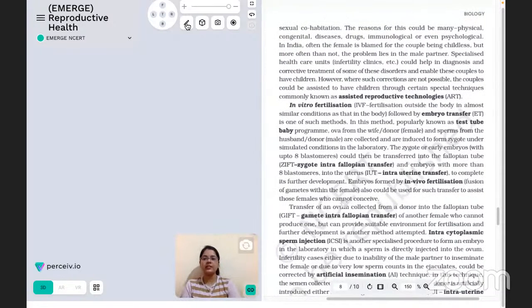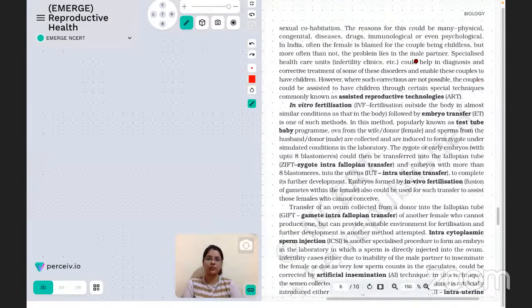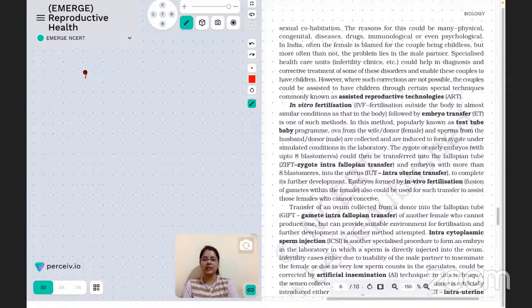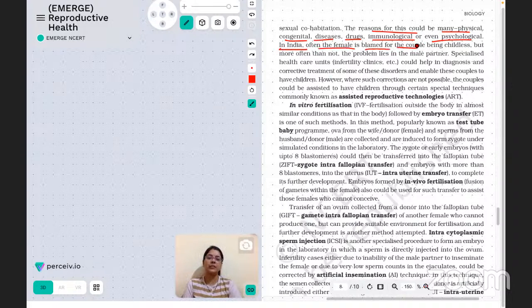Now, reasons जो हो सकते हैं, reasons बहुत सारे हो सकते हैं. Reasons can be many. Infertility का जब हम reasons देखने जाते हैं तो हमें बहुत reasons मिलता है. So those reasons primarily include physical or congenital diseases or drugs or immunological or even psychological reasons as well. Now, in India, often the female is blamed for the couple being childless, but more often than not, the problem lies in the male partner.